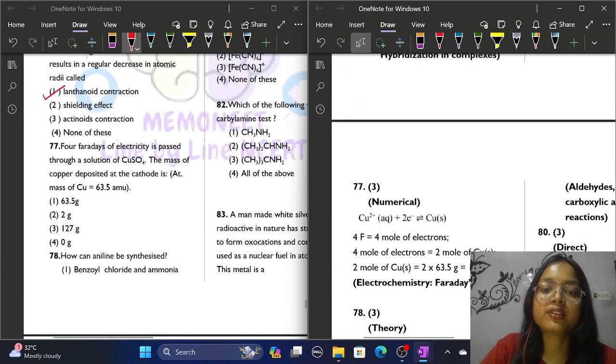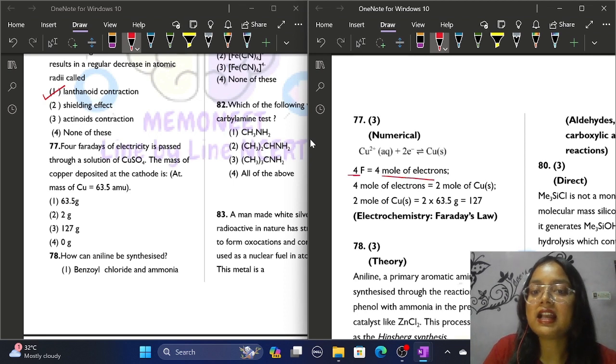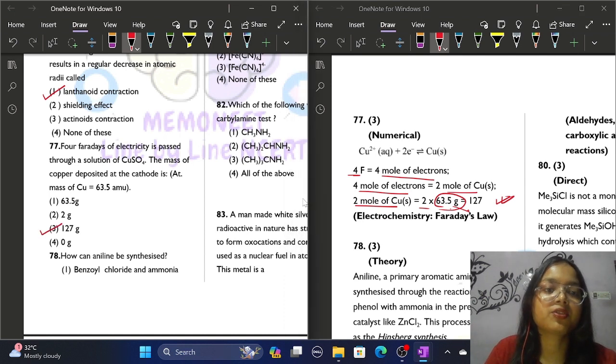The next question is question number 77. 4 Faraday of electricity is passed through a solution of CuSO4. The mass of copper deposited at the cathode is? So 4 Faraday means 4 moles of electrons, and 4 moles of electrons means 2 moles of copper. So 2 moles of copper will give 2 into the atomic mass of copper, which gives 127. So 127 grams is the correct option. This is according to Faraday's law of electrolysis.